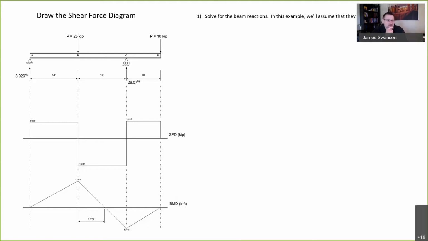Okay, step 2, we're going to work from left to right. So we're going to start off at the left end of the beam where we have a 0 shear force. That's a pinned end, so if we move off to the left of that pin, the shear is 0.